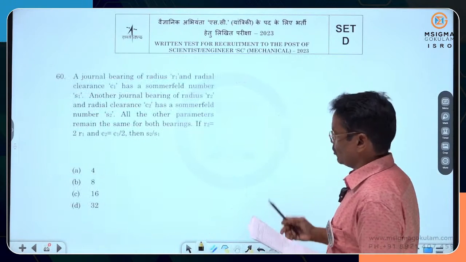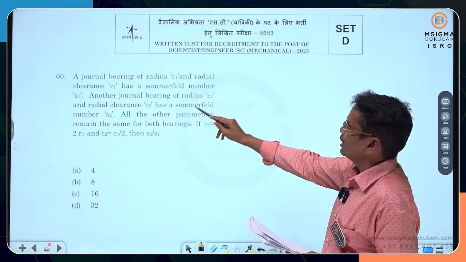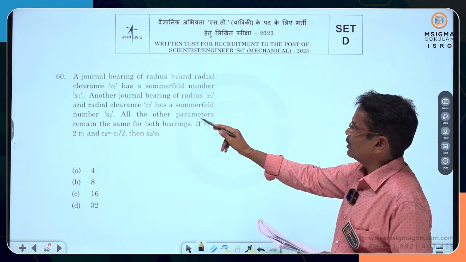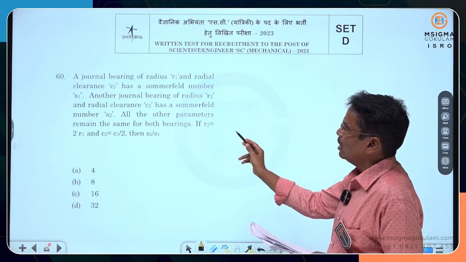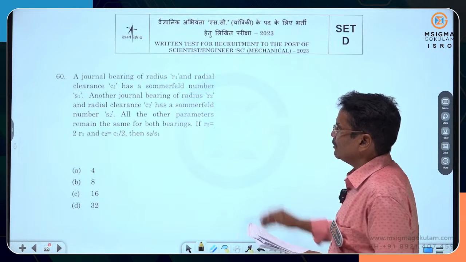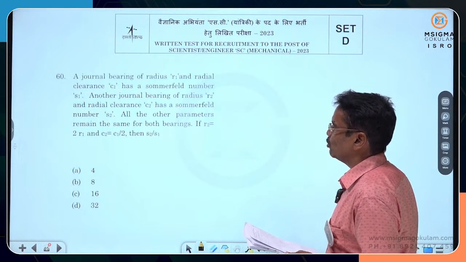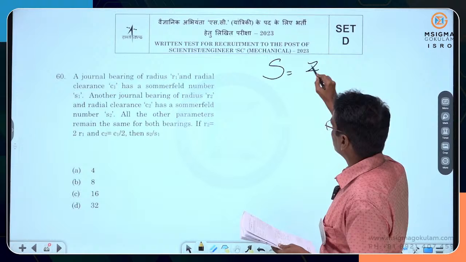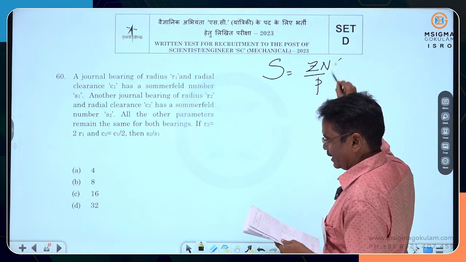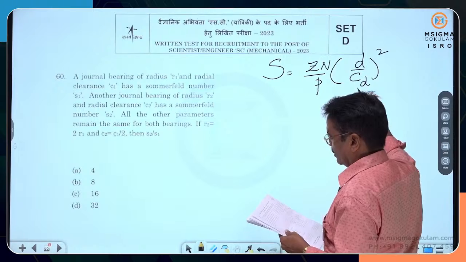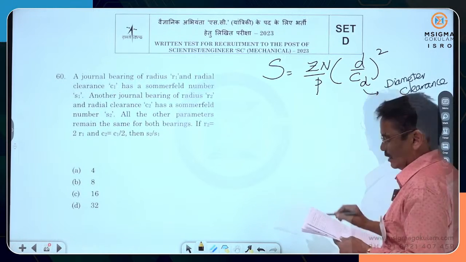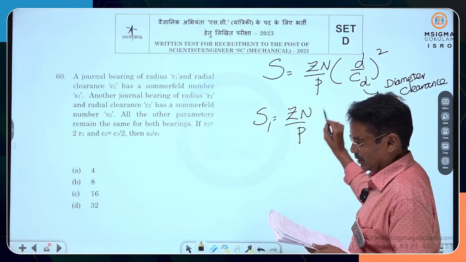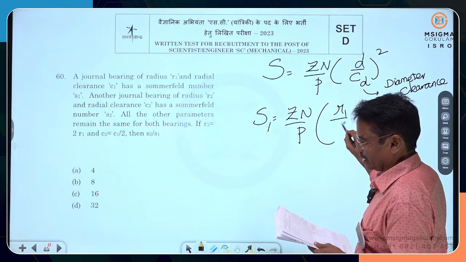This is the journal bearing question. A journal bearing of radius R1 and radial clearance C1 has a Sommerfeld number S1. Another journal bearing of radius R2 and radial clearance C2 has a Sommerfeld number S2. All other parameters remain the same. If R2 is equal to R1 and C2 is equal to C1 by 2, then S2 by S1 is? The Sommerfeld number formula is this: Zn by P, the bearing characteristic number, times the diameter clearance squared. Therefore, S1 is equal to Zn by P. This is the radial clearance, we can say.